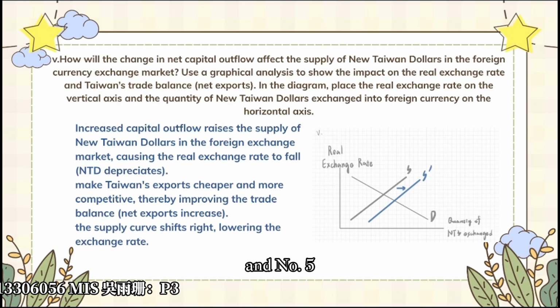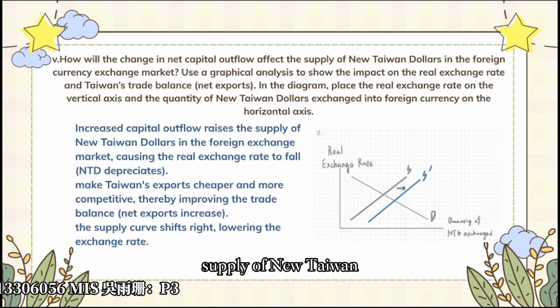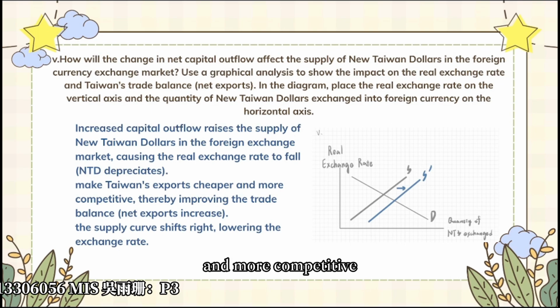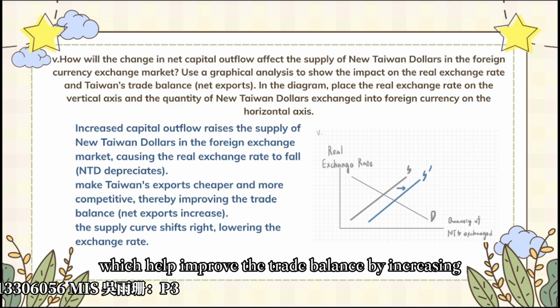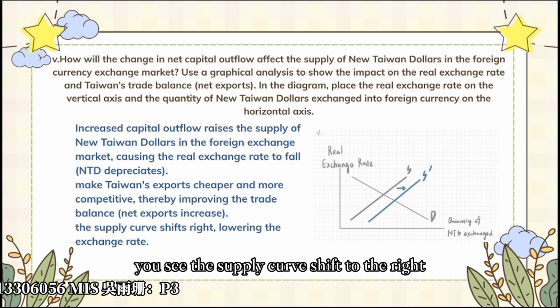And number 5, with more capital flowing out, there's a higher supply of New Taiwan dollars in the foreign exchange market. This causes the real exchange rate to fall. Basically, the NTD depreciates. A weaker currency makes Taiwan's exports cheaper and more competitive, which helps improve the trade balance by increasing net exports. On the graph, you see the supply curve shift to the right and the exchange rate drop.